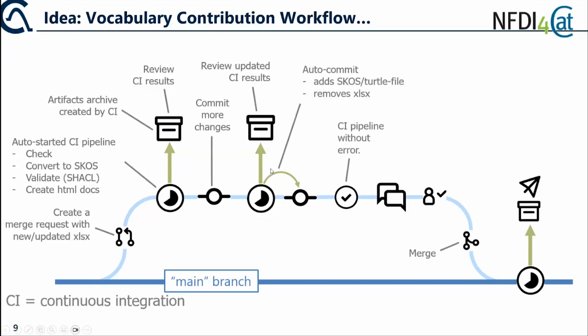At this point, when the pipeline completely succeeds, we remove the Excel file. We don't want to keep Excel in Git. We just want to keep turtle files in Git, because it doesn't make sense to store binary files. You cannot diff them and so on, and it would just be duplicate information. So Excel is just a medium to transport the information into Git.